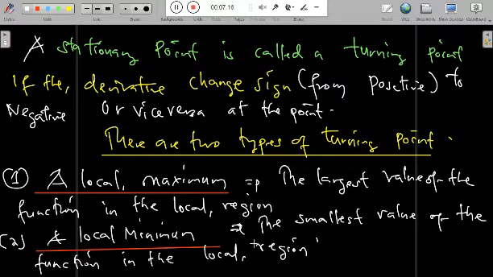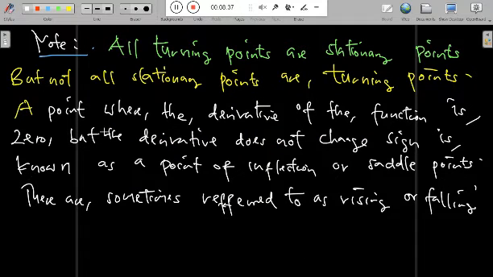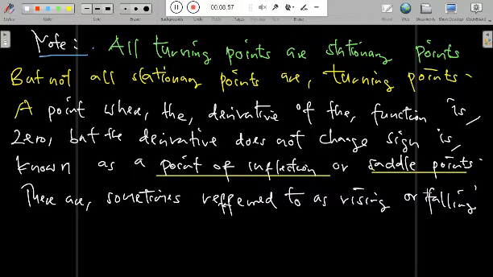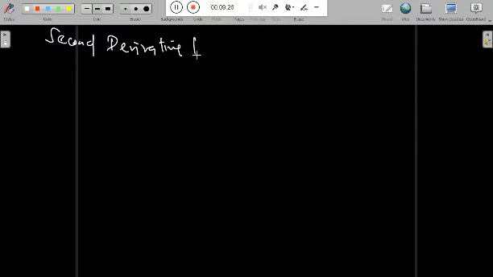Something to note is that all turning points are stationary points, but not all stationary points are turning points. A point where the derivative of the function is 0, but the derivative does not change sign, is known as a point of inflection or saddle point. These are sometimes referred to as rising or falling.